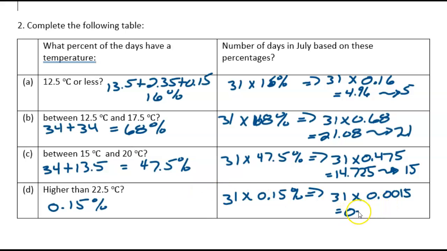So the actual number of days, 0.465. Alright, so that doesn't even add to 1 day. Now that doesn't mean it's not possible. It's just, it will be extremely rare to have a day higher than 22.5 degrees for that month.